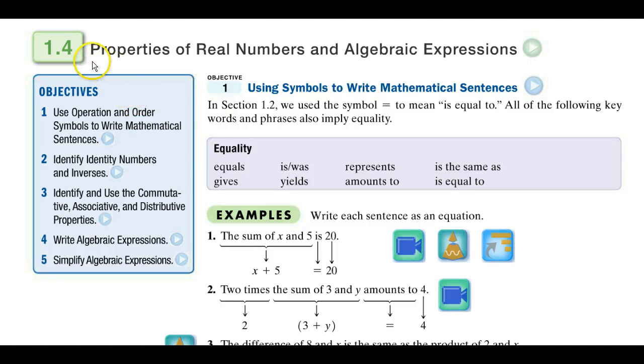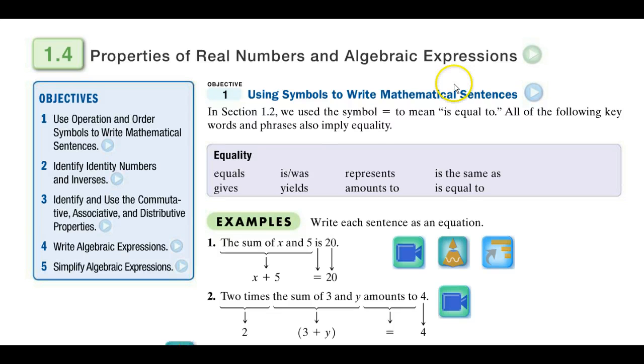Going on now to topic 4 of chapter 1, properties of real numbers and algebraic expressions. Again, all this is meant to be background for when we do equations and later graphing. We want to be familiar with the vocabulary.